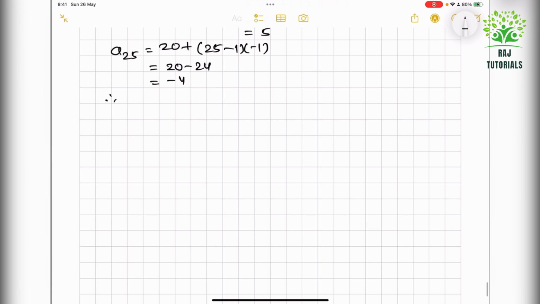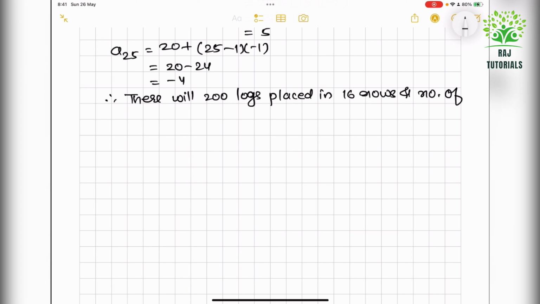Therefore, see, I can't say logs will be negative. So there will be 200 logs placed in 16 rows, and the number of logs in the 16th row will be 5.